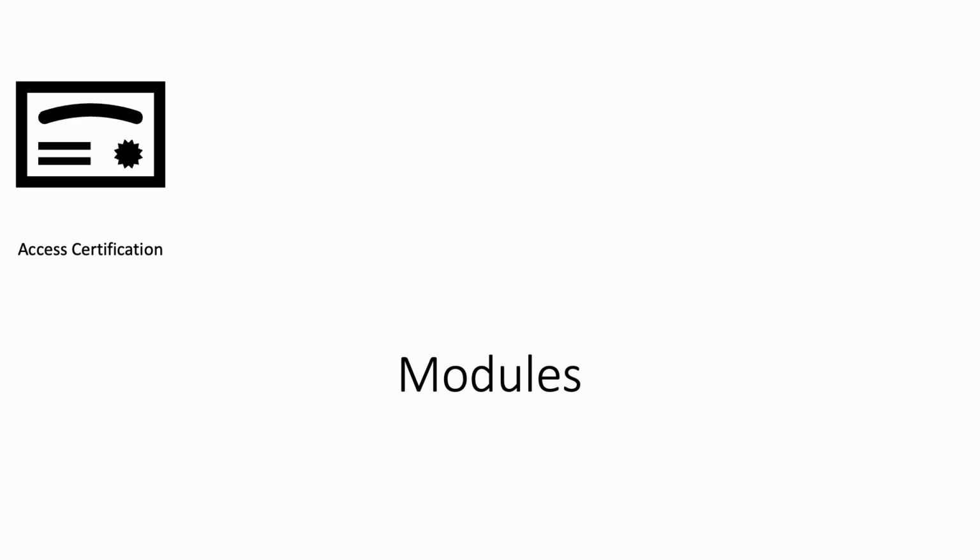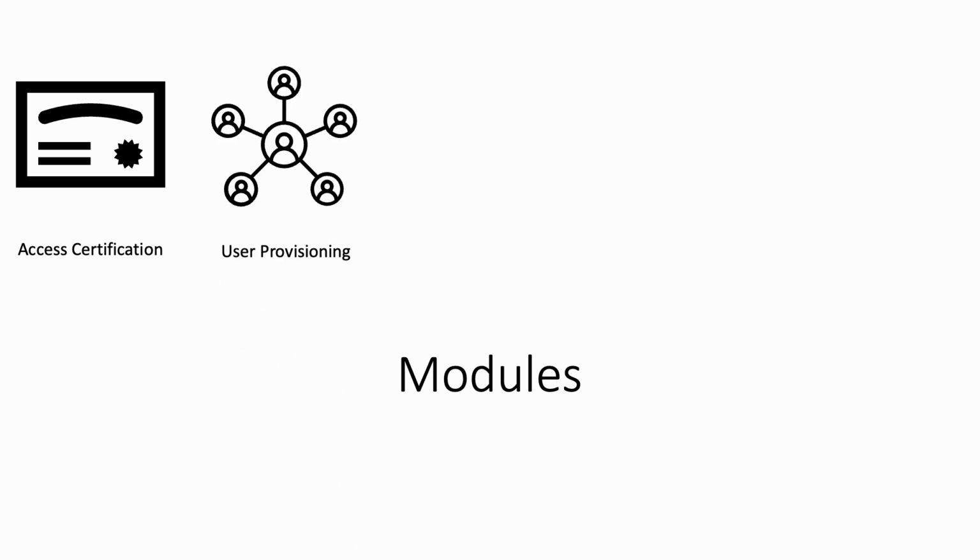There are five modules in IdentityNow. First one is access certification. This feature ensures that user access rights are regularly reviewed and validated against organization policies. It helps maintain compliance by certifying who has access to what and ensures that only the right people have the right access.